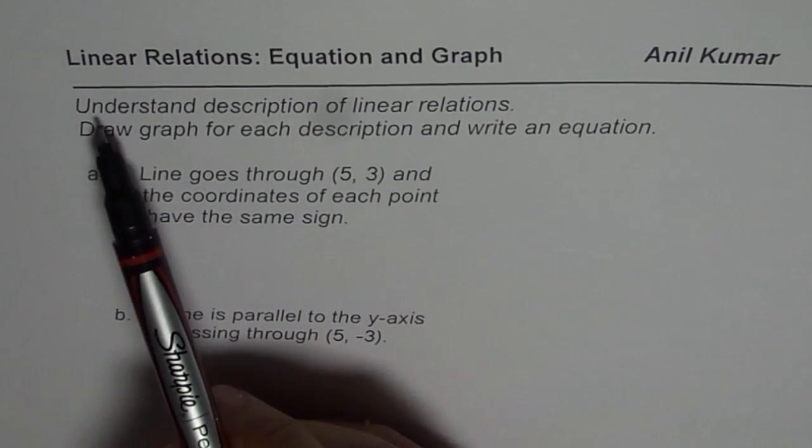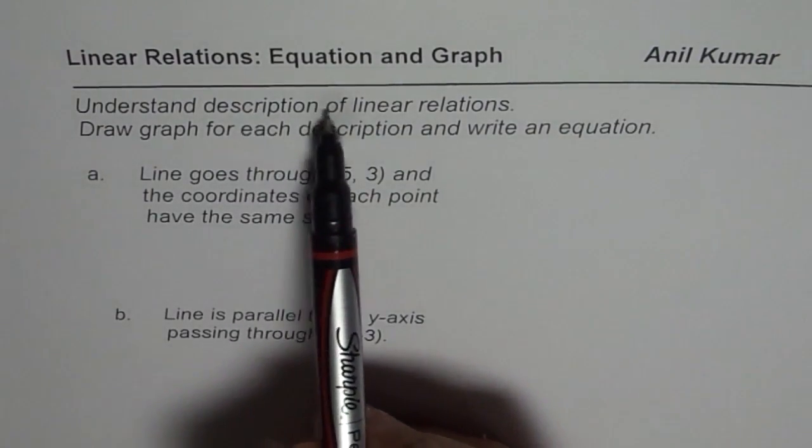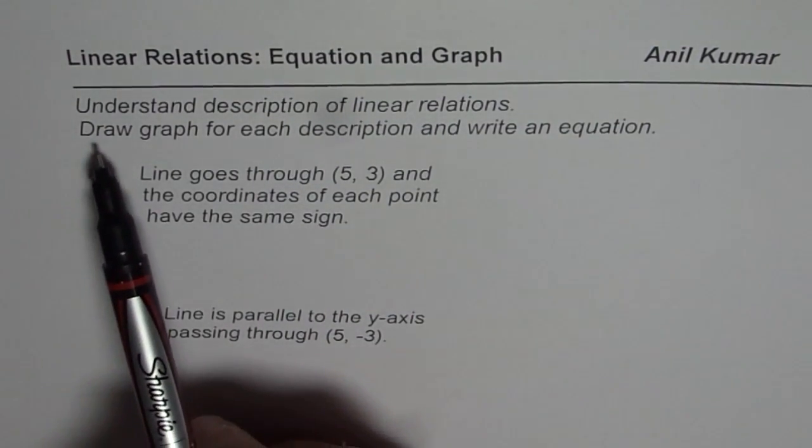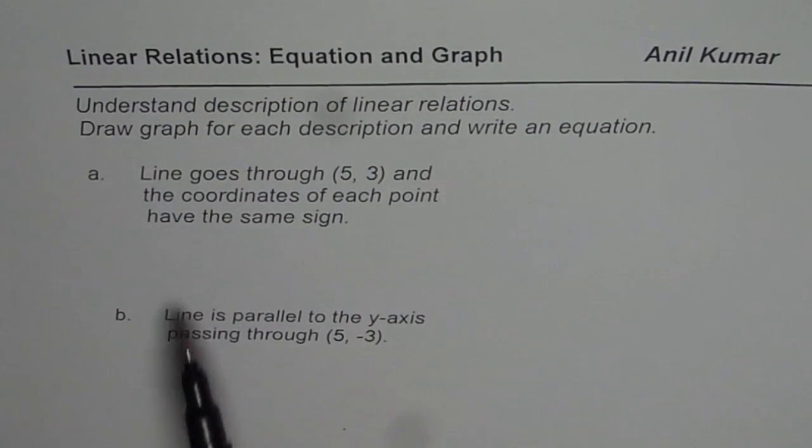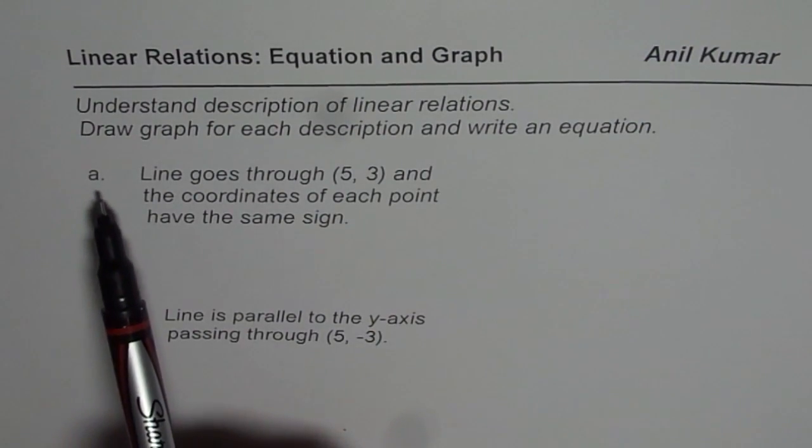So, the objective here is to understand the description of a linear relation. We need to draw a graph of each description and write an equation. We are given two different descriptions for different lines. Let's go through the first one.